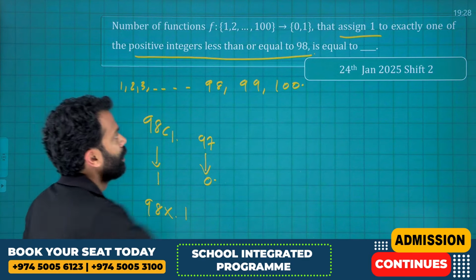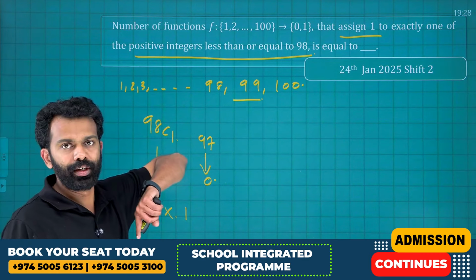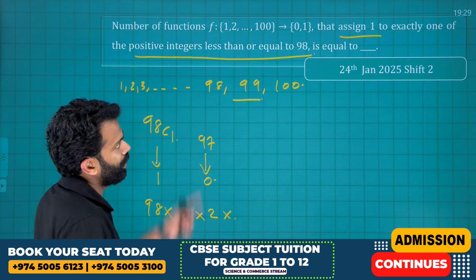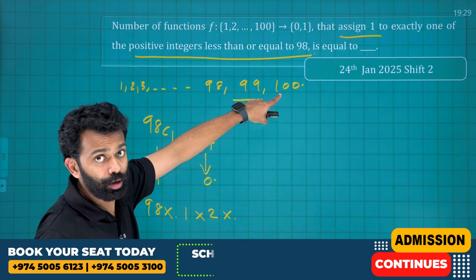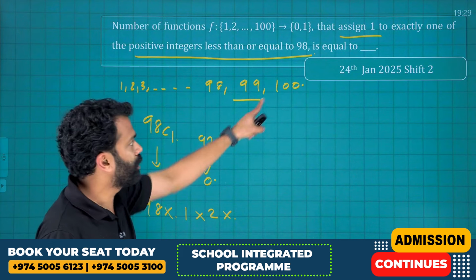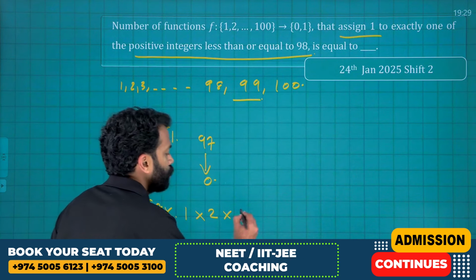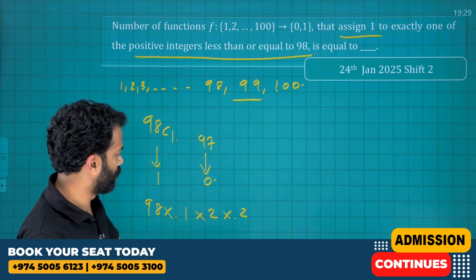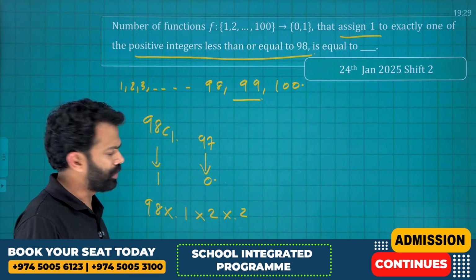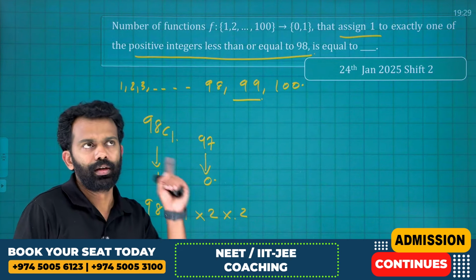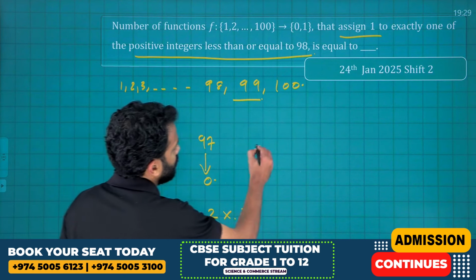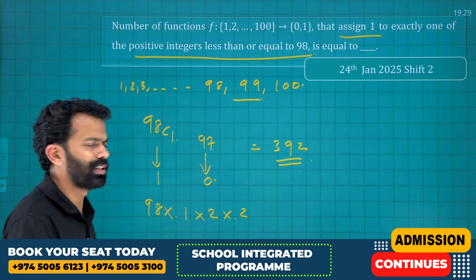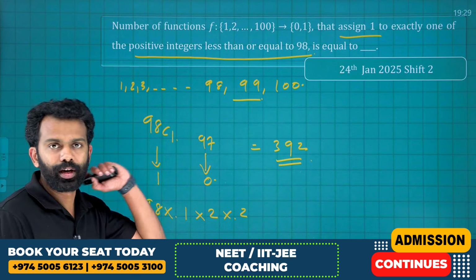Then the next thing, 99. How many numbers can be assigned to 99? Either 0 or 1, which can be performed in two ways. And how many numbers can be assigned to 100? Now, how many numbers in the codomain can be assigned to 100? There is no restriction for 99 and 100. Therefore, that is also equal to 2. That is the result. The end result is 98 into 1 into 2 into 2. That is 98 into 2 is 196, and 196 into 2 is what? 392. Therefore, the final answer is 392. Hope you got the idea here. It was a very easy question. Okay, so next one.